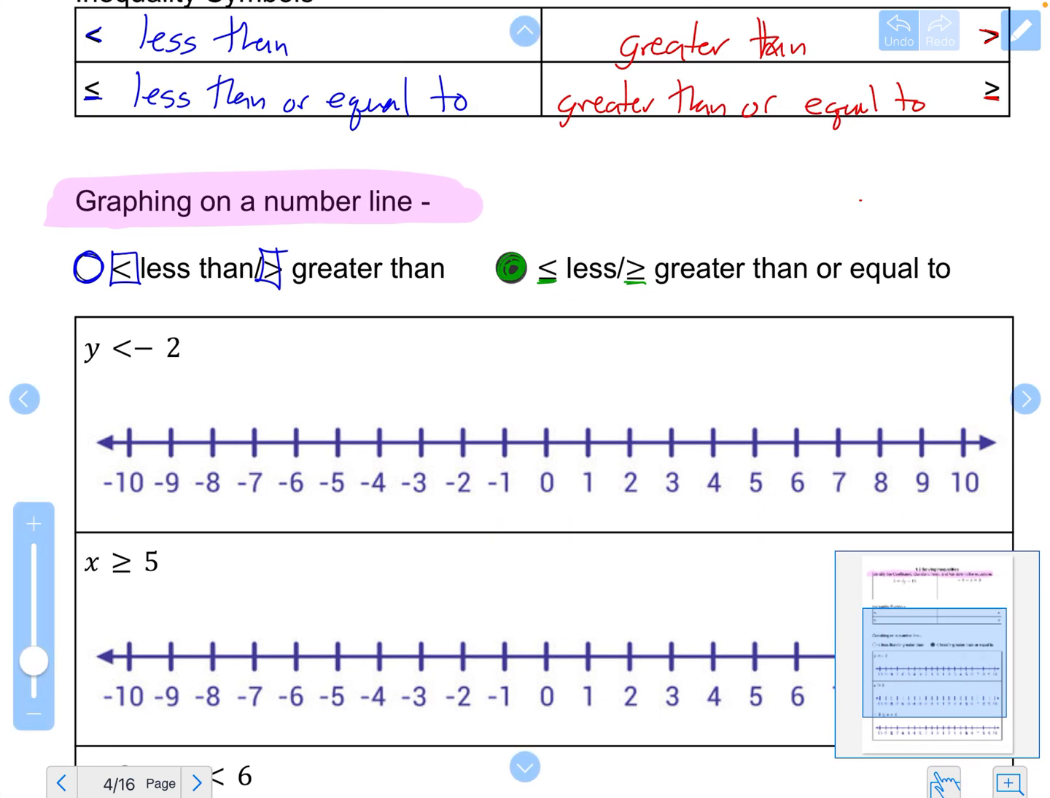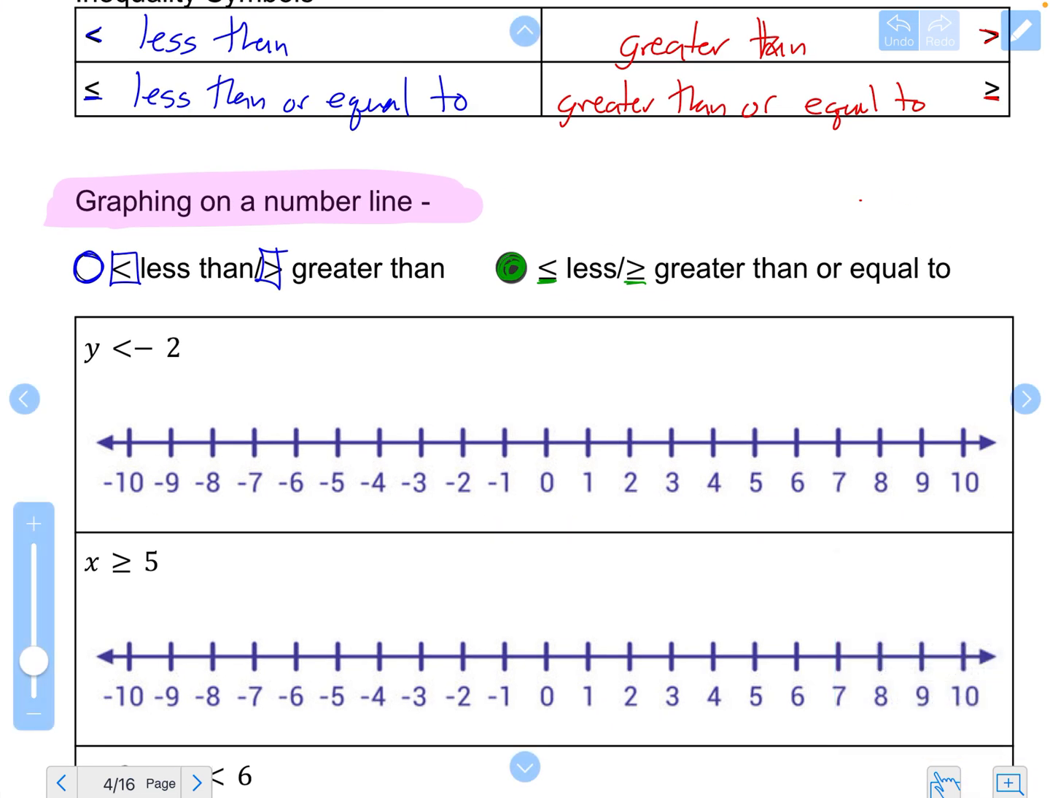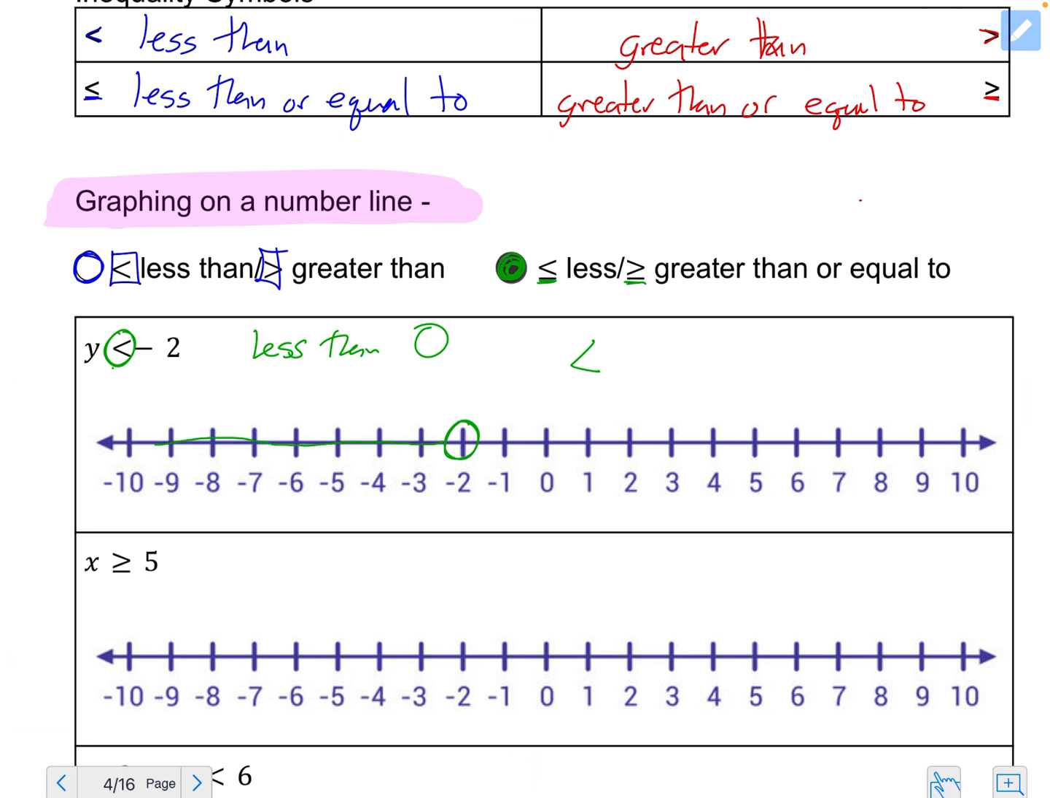So let's look at this first problem right here. So we have y is less than, that's that symbol right there. And I know that less than means it's going to be an open circle. So I need to go find -2, and I'm going to draw an open circle on -2. And then here's the really cool thing about inequalities. Because it's a less than symbol, I need my arrow to go that way. So I'm going to take my line and draw it in the direction that the arrow is pointing. So any value that works for y is less than -2 is going to be anything on that green line or further.